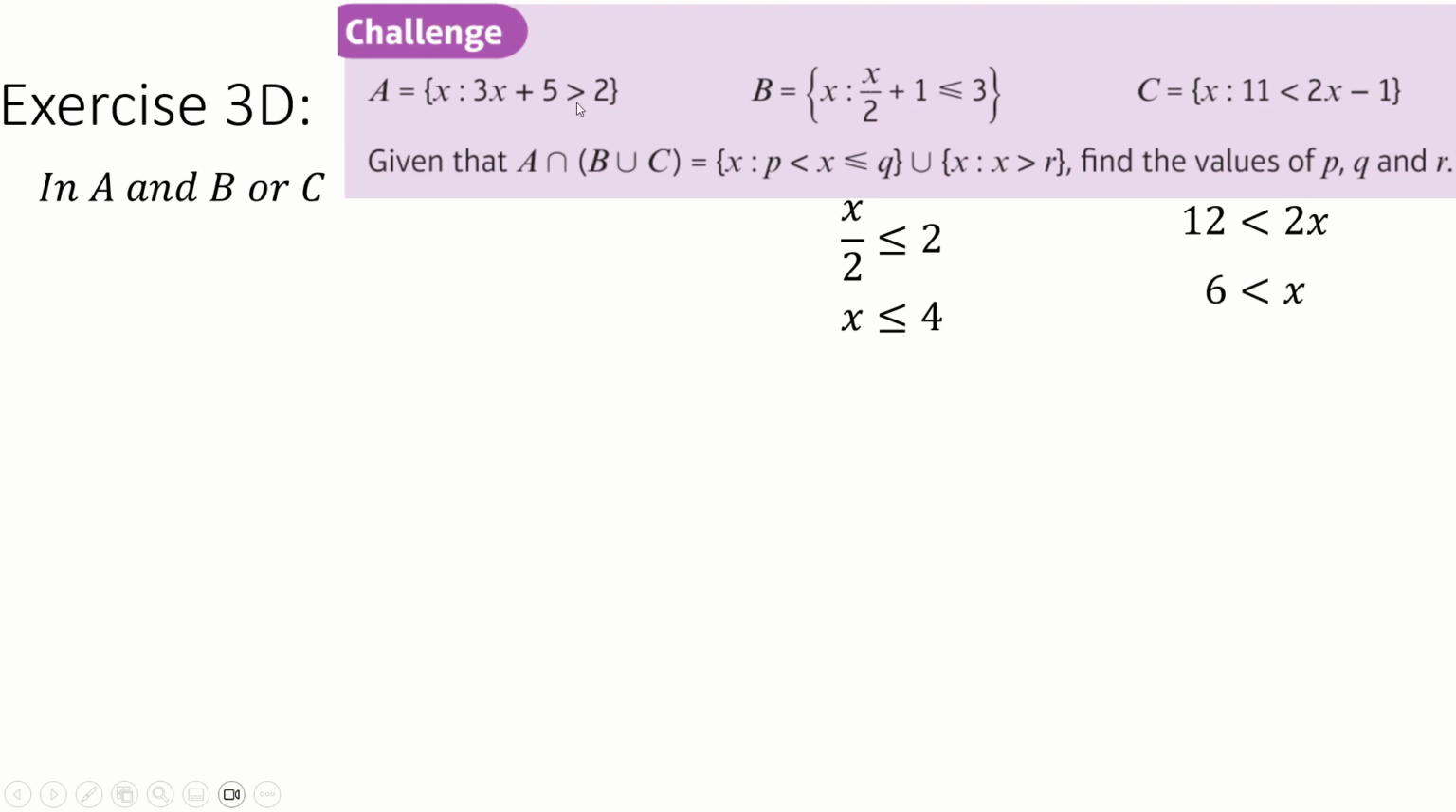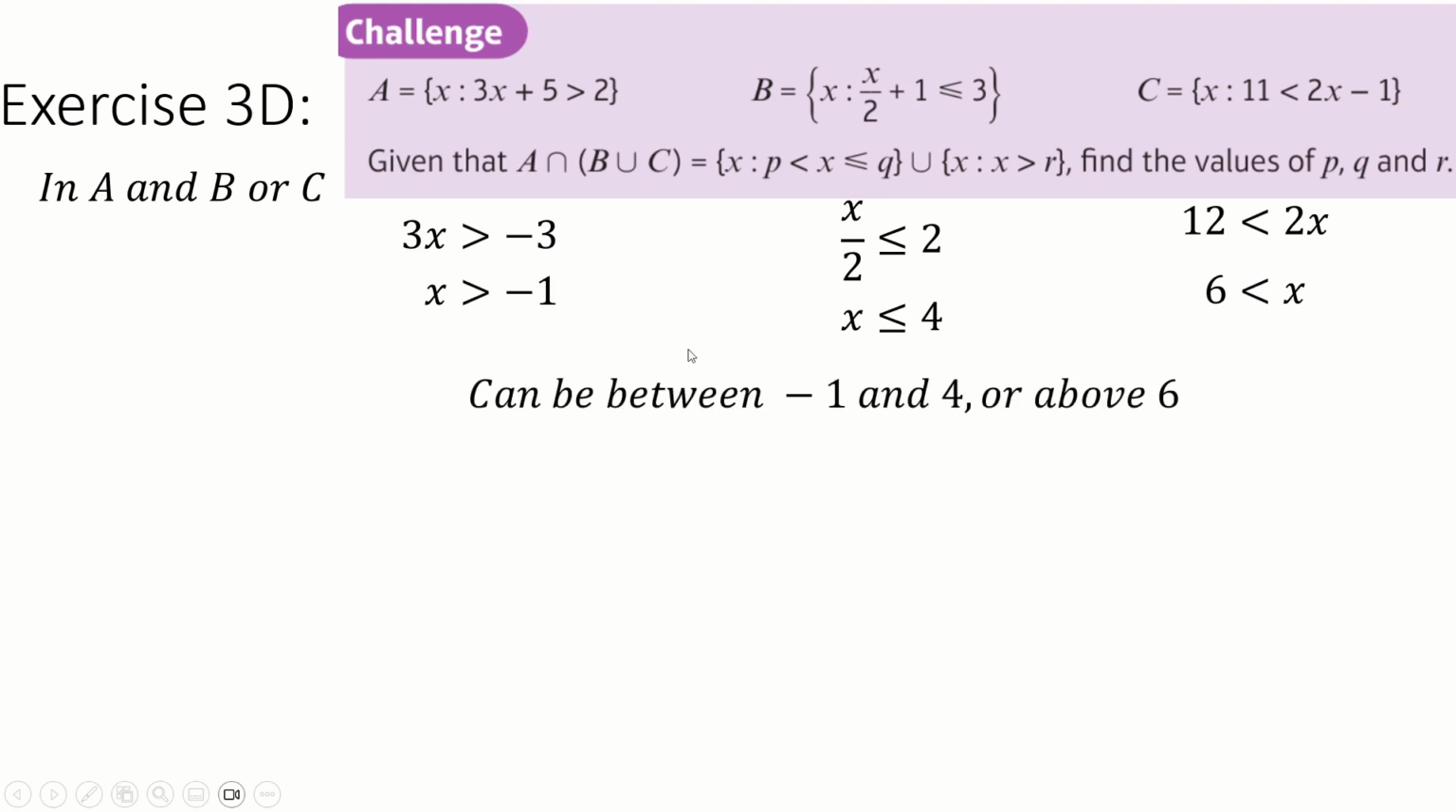And this one here, take away 5, divide by 3, and we get this condition for A. So we have to have this to be true, and we need either B or C to be true. So let's combine A and B first. If A and B are true together, that means we're between -1 and 4 with the 4 inclusive.